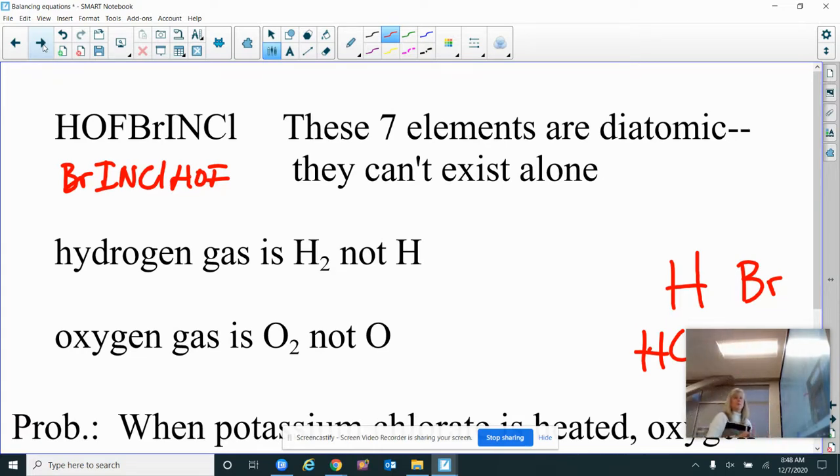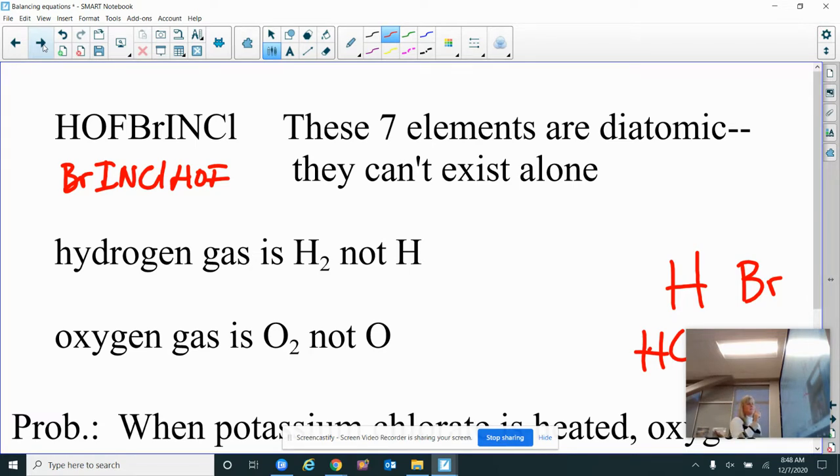We have something where there's 7 elements that cannot exist alone. They're called diatomic. That means that they're 2. So hydrogen cannot exist as just H in a reaction. It will be H2 if it's just hydrogen gas. And the same thing for oxygen. If it is in a reaction and it says oxygen gas, it has to be O2, not O. So I call these Hofbrinkel. Some people call them Brinkel-Hoff.